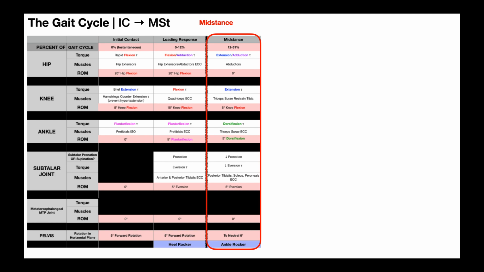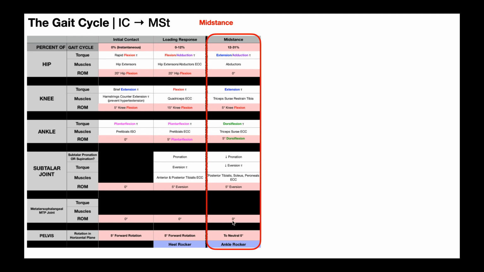And now we have to talk about the subtalar joint. At the subtalar joint, we still have pronation, but it's decreasing. Okay, so it's less pronation than we saw in loading response. That also means less eversion than we saw in loading response.